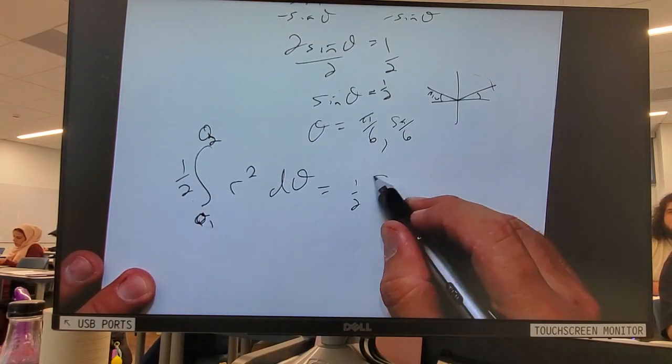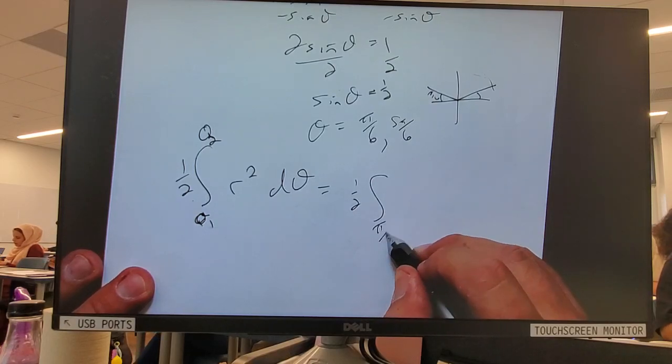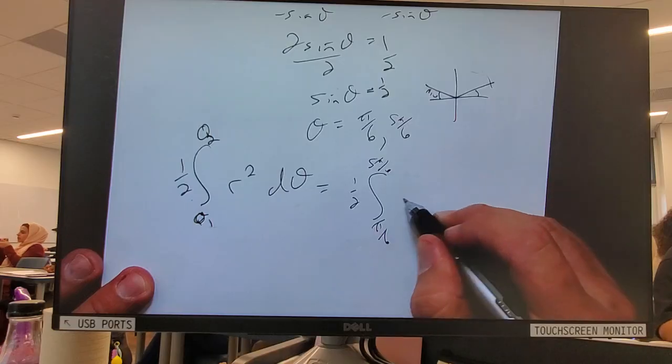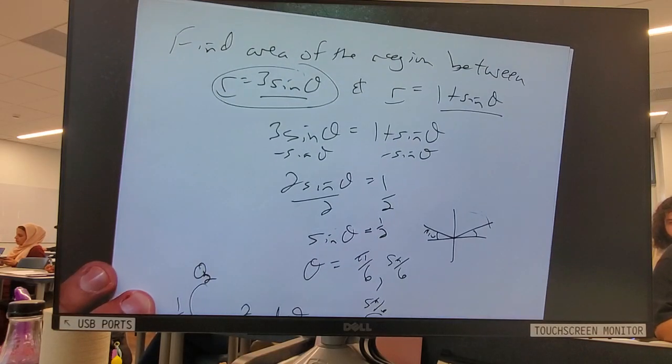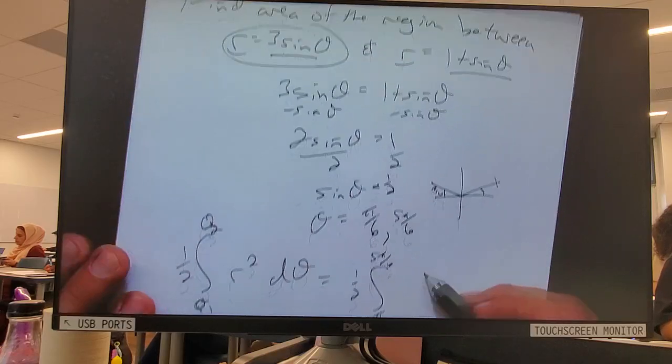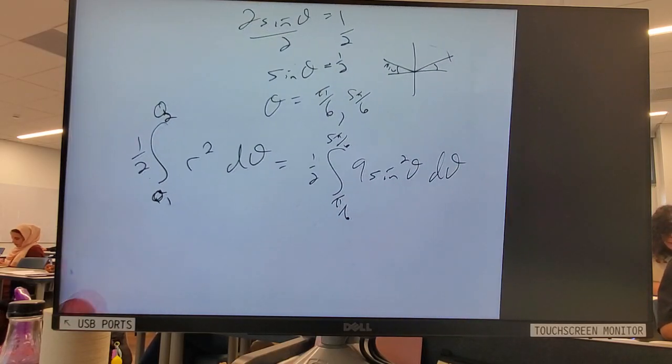So this would be 1/2 what to what? 5 pi over 6 to pi over 6, r squared. What was r? Yeah, 3 sine theta, so it'll be 9 sine squared theta d theta. Now, does that look familiar? Not specifically familiar, but it's just what you're going to have to do. It's got sine squared inside. Does anyone remember how to actually integrate that? Now we're back in chapter 7.